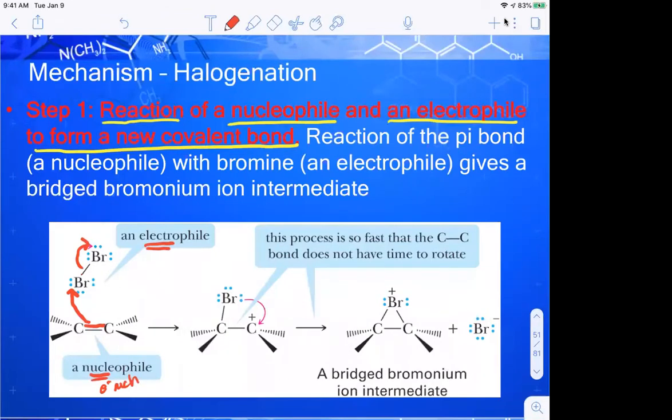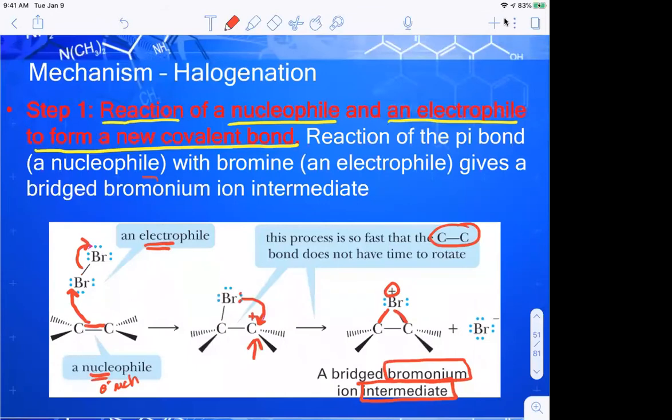And then what happens is I have this weird bromine intermediate. I have a positive charge and this comes in right away and I get this species which is called a bromonium ion. So that bromonium ion is my intermediate in this reaction. This happens really, really fast. So my carbon-carbon bond doesn't have time to rotate. So this bromine comes in right away, and this is actually going to be the intermediate in this reaction.